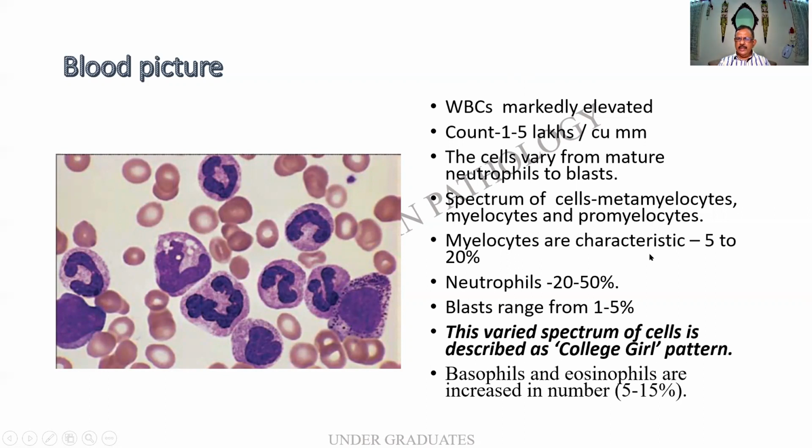And this is the usual percentage. Myelocytes can be somewhere between 5 to 20, neutrophils 20 to 50, and blasts, we are interested in this one. Myeloblasts are usually between 1 to 5%. Since we are seeing an entire spectrum, it is called a college girl pattern. Also in CML, basophils and eosinophils are all increased in number. That is because it is a stem cell disorder.